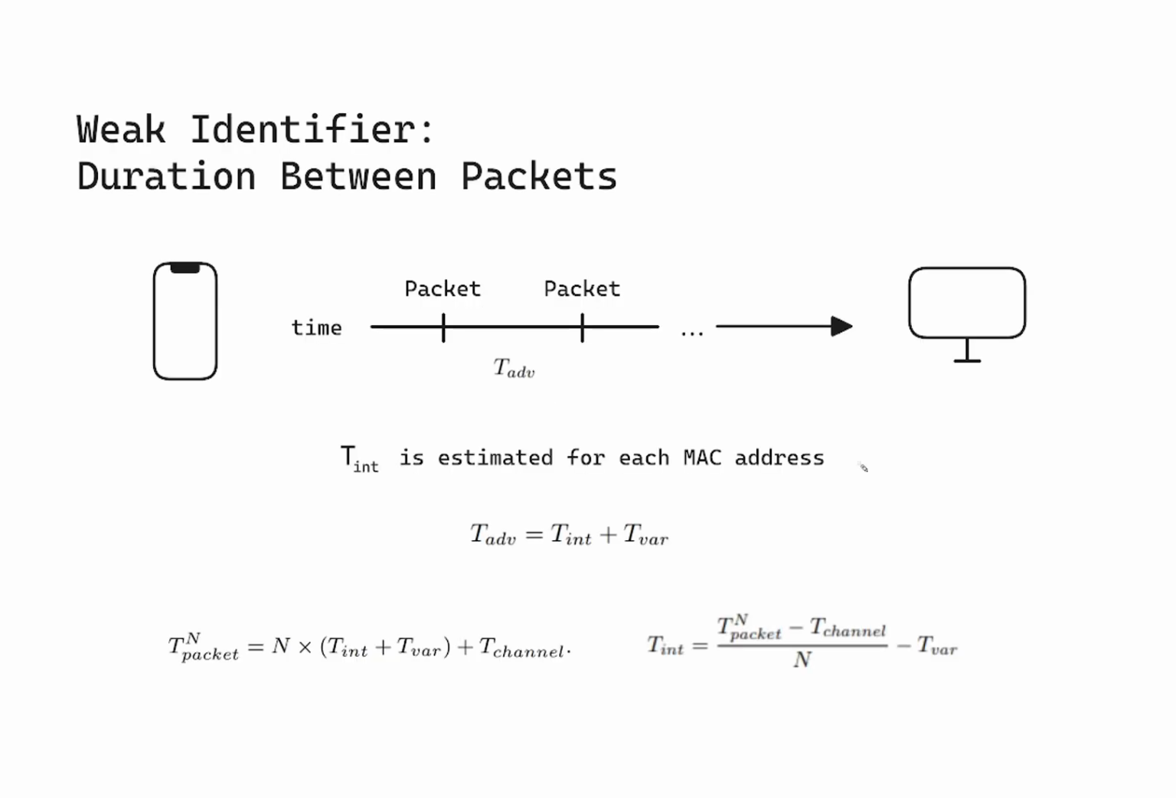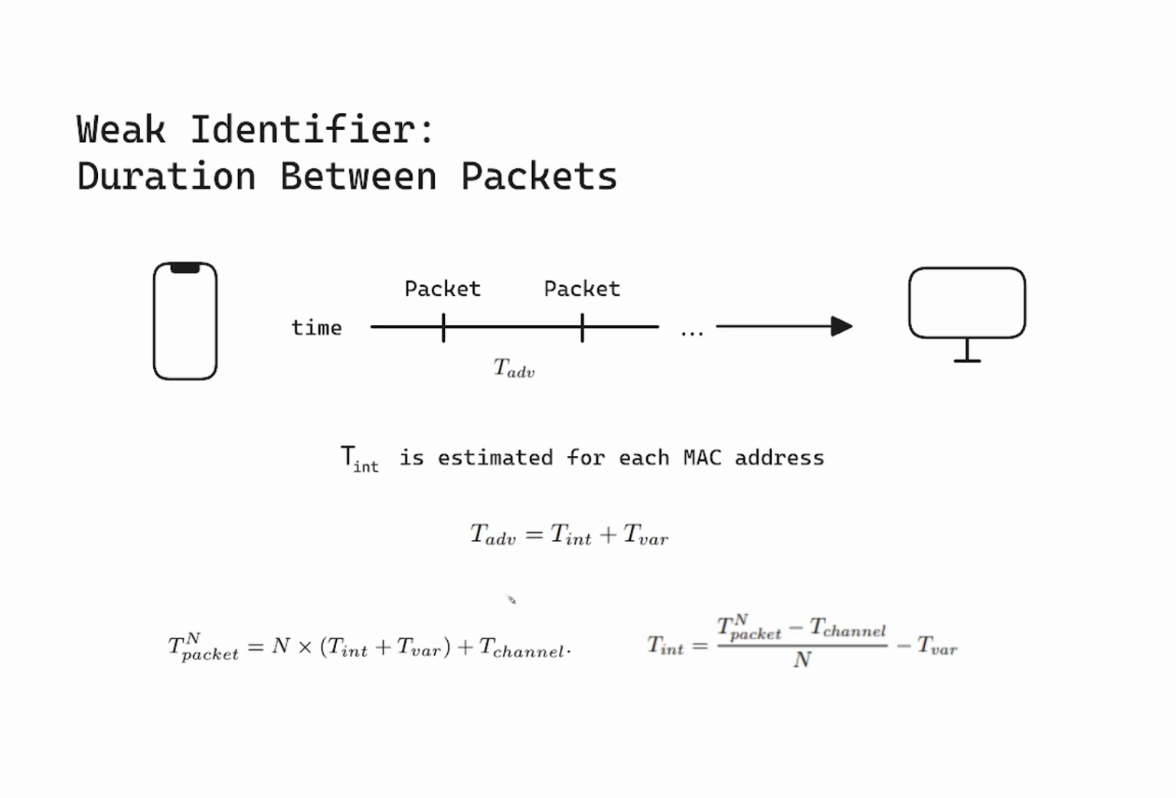When a device broadcasts Bluetooth advertising packets, it does so on a set schedule that's defined by a fixed interval and a small pseudo-random delay, and together these form T advertise. Since this timing is determined by the device's hardware or firmware, T interval, that's the fixed amount here, remains pretty stable even if the MAC address changes. And therefore, if you see two different MAC addresses with the same T interval, it's a strong indication that they probably belong to the same device.